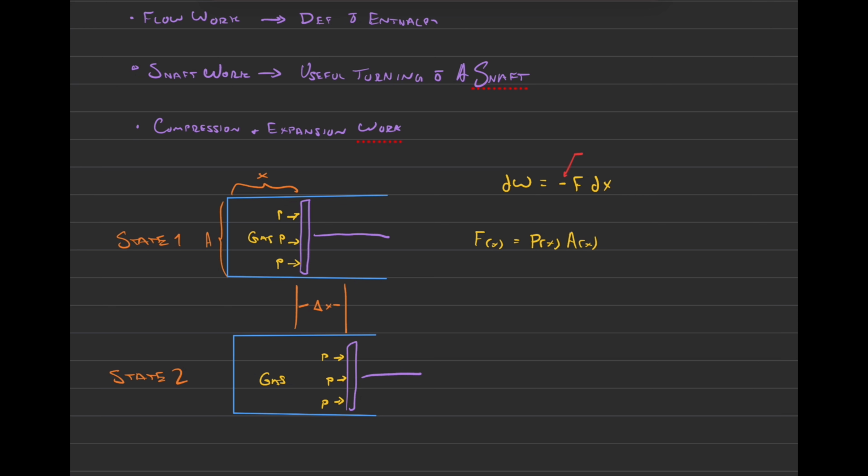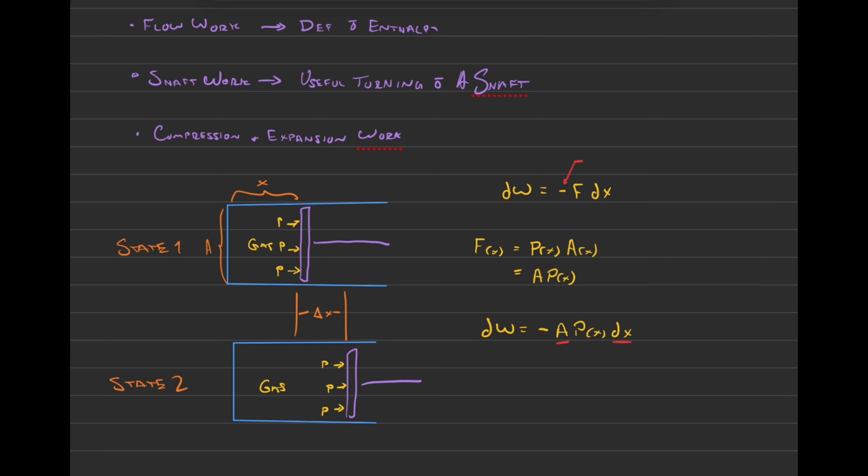In our scenario, area is a constant, right? So we'll just go ahead and say force equals area times pressure of x there. So plugging that into the equation, we know that dW equals negative A P(x) dx. So we have an interesting thing here, though. At this point, we have an A and a dx.